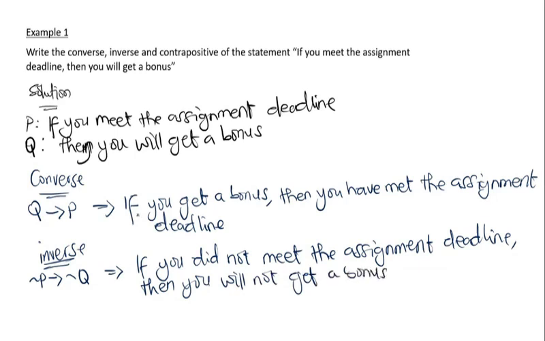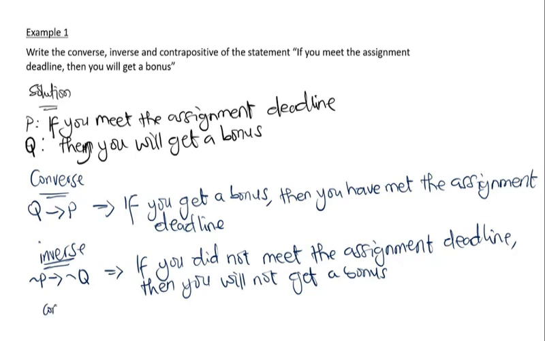So do you see that we have the original statement, if you meet the assignment deadline, but we added not. The not is what the negation over here is referring to. So if you did not meet the assignment deadline, then you will not get the bonus. The not over here is negating the second statement Q.